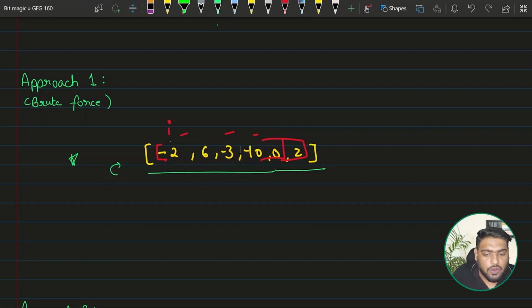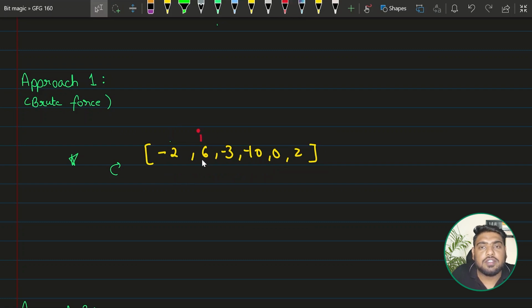Now, once all of the iteration with i being at -2 is done, then you move your i to the next position, this one. And then you again do the same operation from this point. You pick up 6 and then you try to make all of the possible subarrays which begin with 6. 6, -3, 6, -3, -10, 6, -3, -10, 0, and then 2. You don't actually need to store these anywhere. You just need to calculate your product, okay?